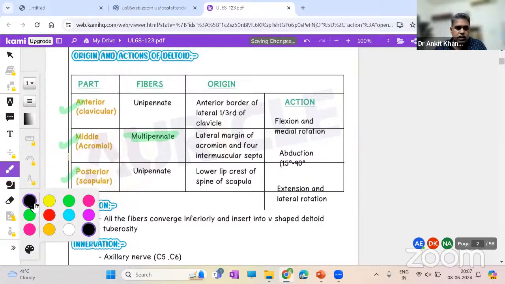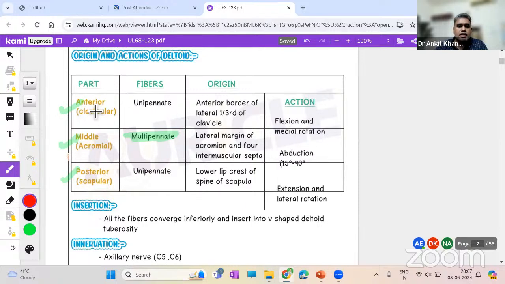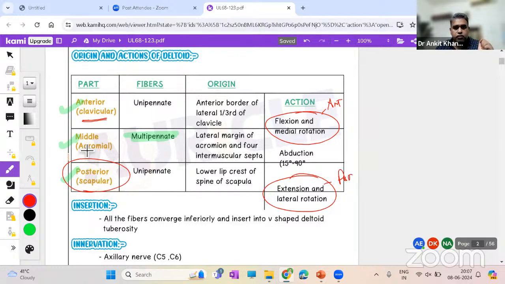Coming to the actions of the deltoid, that is also very important to understand. The anterior part of the deltoid has the main function of flexion and medial rotation. The posterior part of the deltoid has just the opposite action: extension and lateral rotation. While the middle part, which is multipennate, is the main abductor from 15 to 90 degrees. This much, if you know, it's fine.